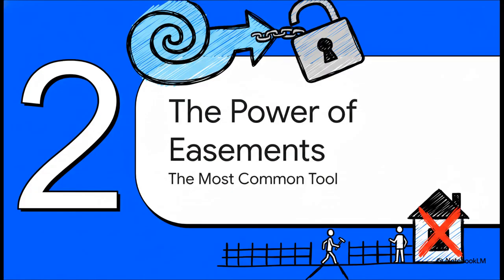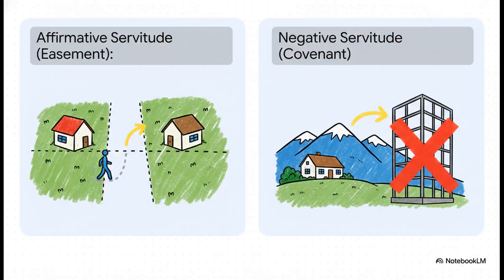All right, so the most common tool you'll find in the servitude toolbox is the easement. And to really get what an easement is, we first have to understand that servitudes basically come in two major flavors. Ones that give you a right, and ones that create a restriction. So, the whole thing really boils down to the difference between do and don't. An affirmative servitude, which we call an easement, is a right to do something, like crossing your neighbor's yard to get to the beach. A negative servitude, which is usually called a covenant, is a promise not to do something, like building a huge fence that would block your neighbor's ocean view. For now, we're going to focus on the do kind, easements.